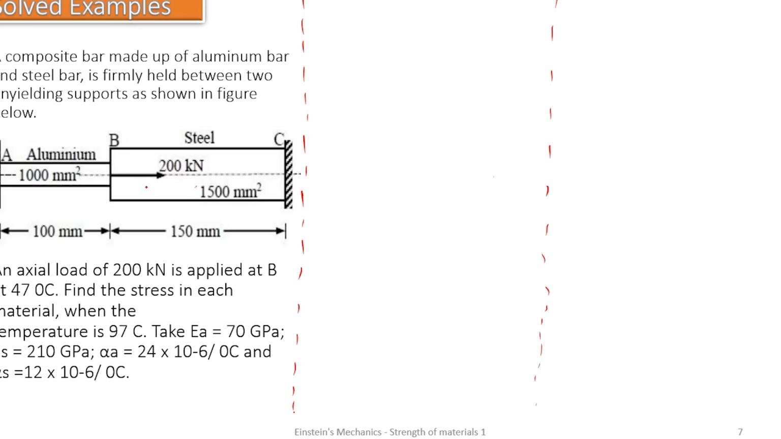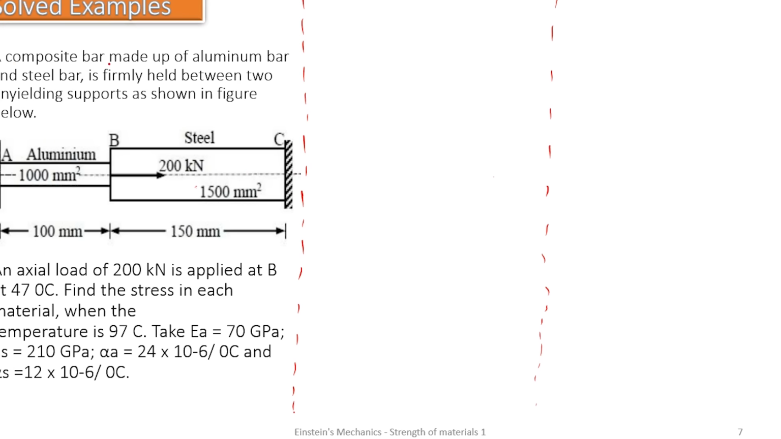acting inside the bar. And yes, we know that when there's a temperature change, this bar, if these ends are freed or removed, is going to elongate or contract due to temperature change. But now it is fixed, so that is not going to be possible. Meaning there's going to be stress, and there's going to be a possible strain.